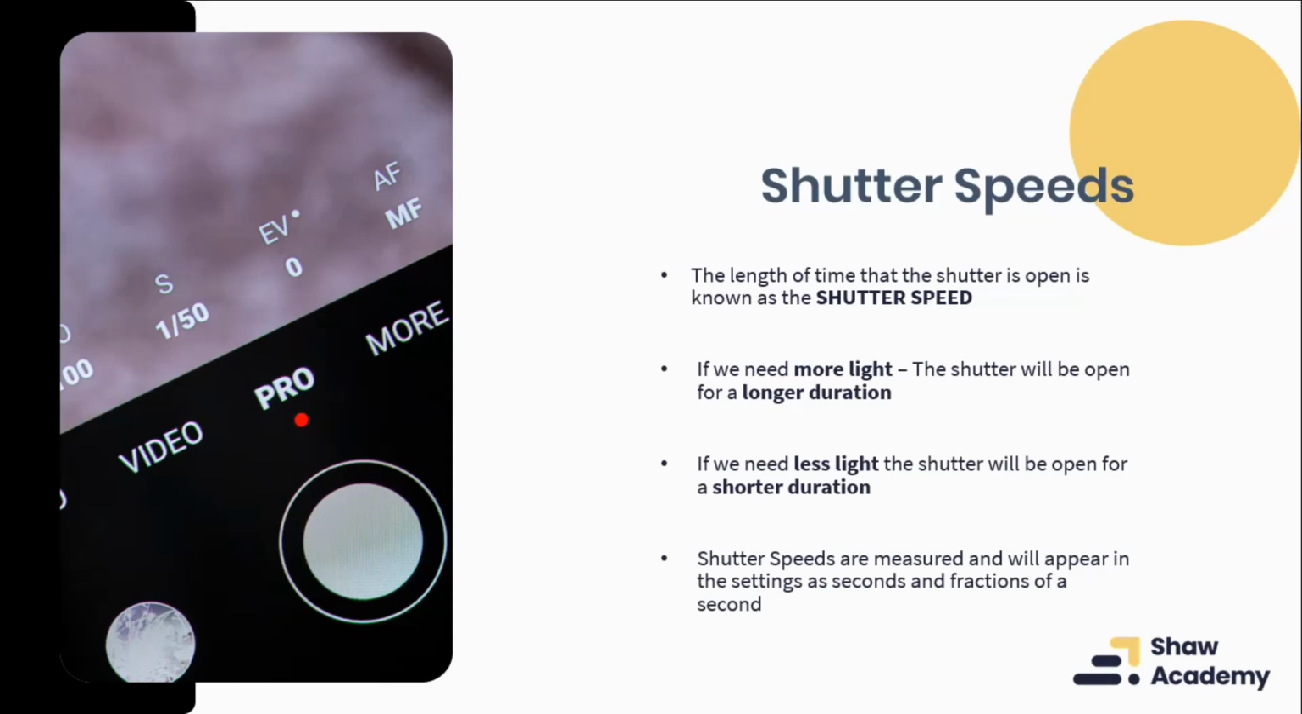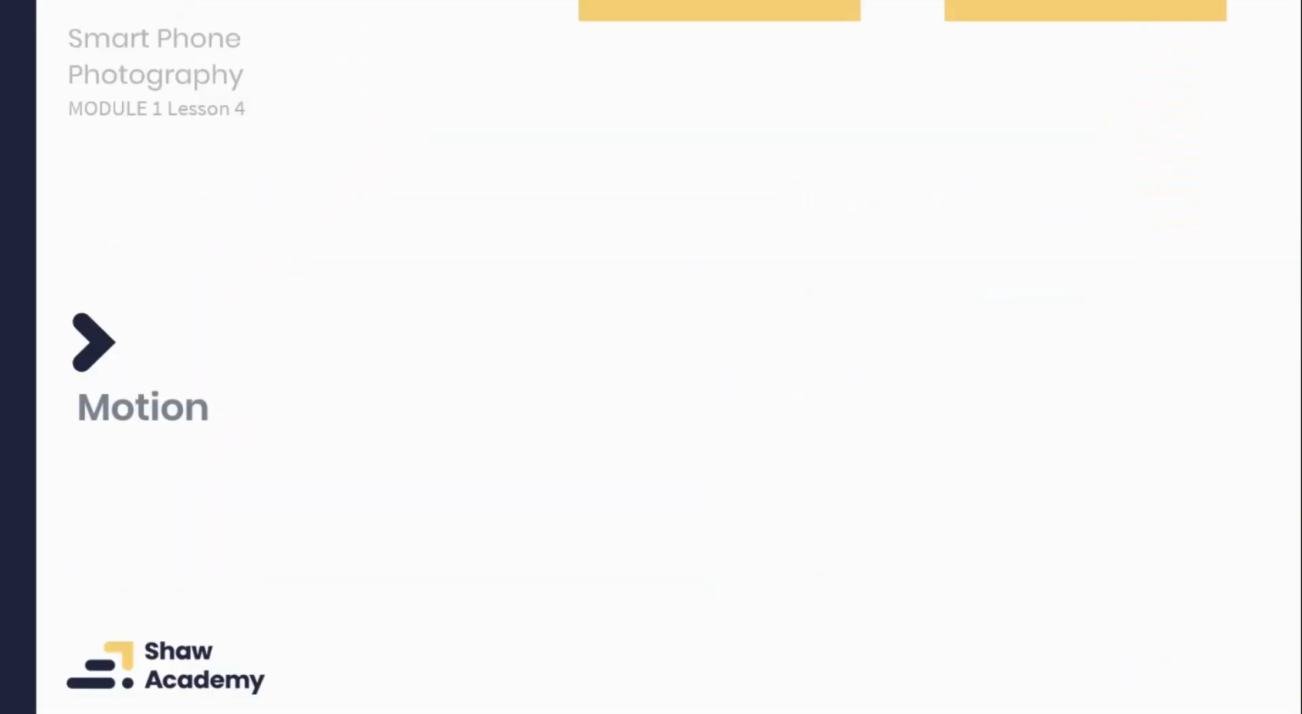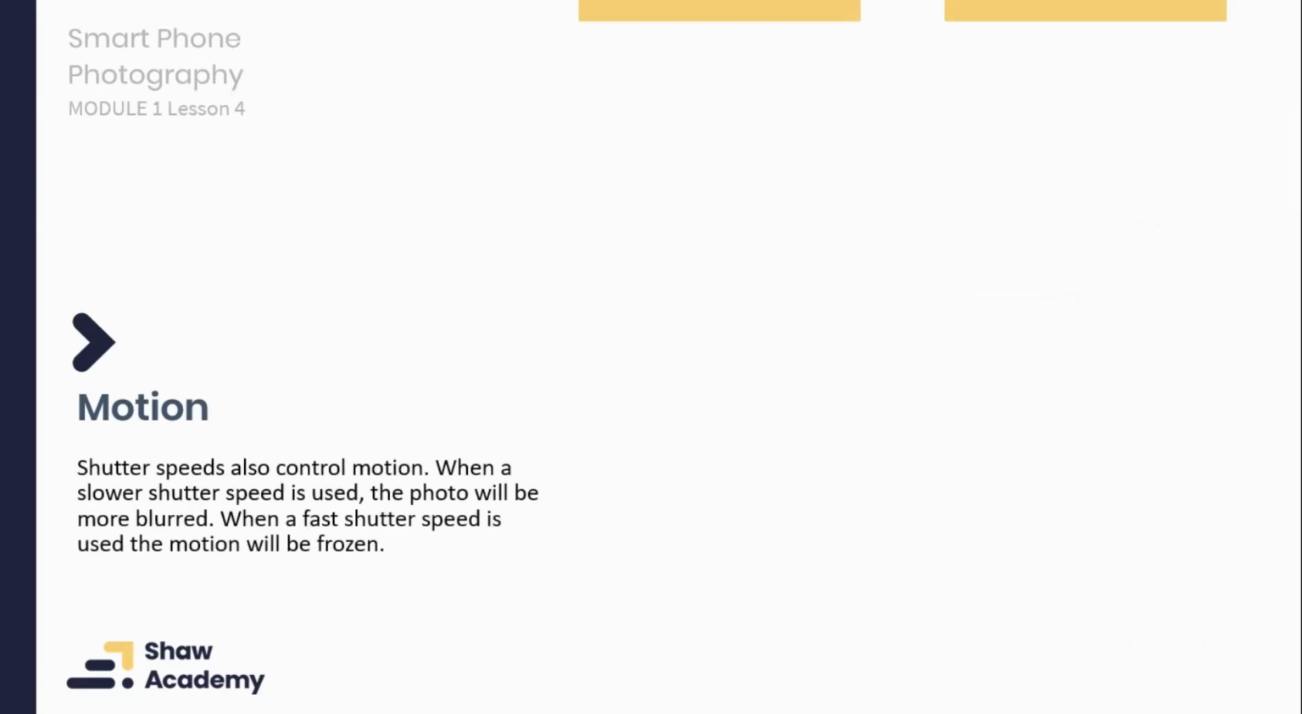So shutter speeds control exposure, but they also control motion. The secondary effect from a long and a short shutter speed is the effect that it has on motion and movement. When we use a slower shutter speed, we're going to get more blur. When we use a faster shutter speed, we're going to freeze that motion even more.